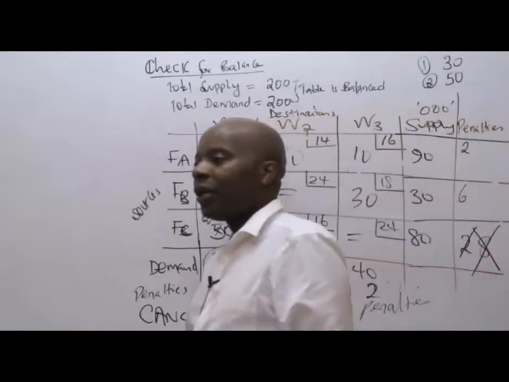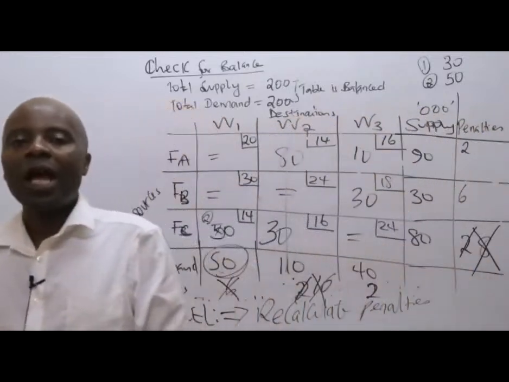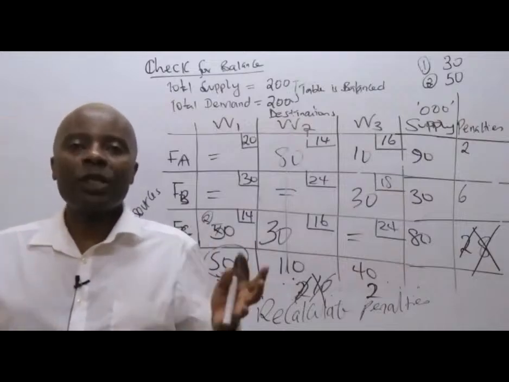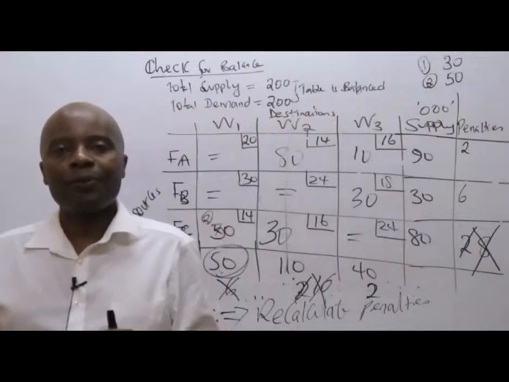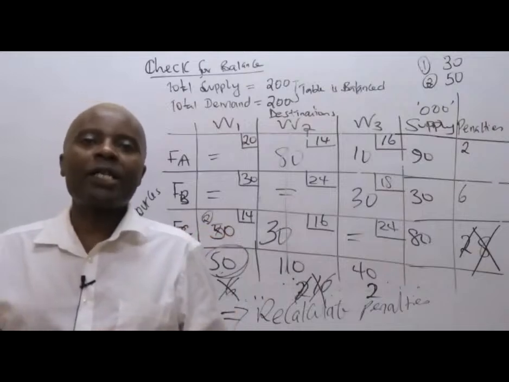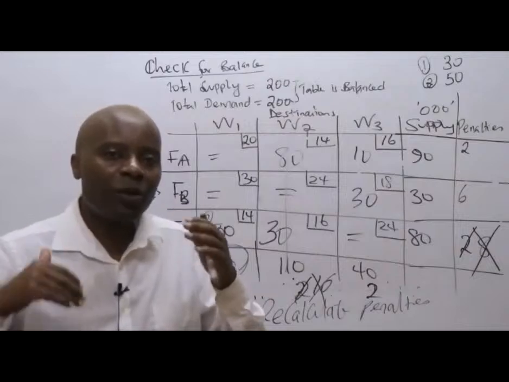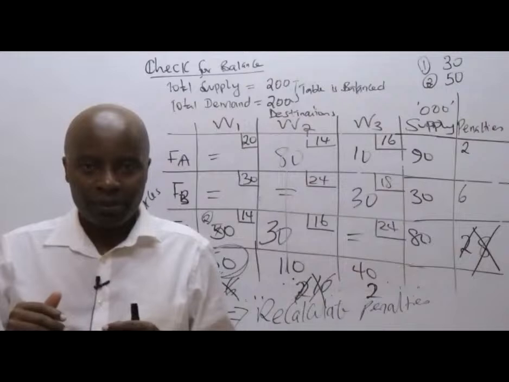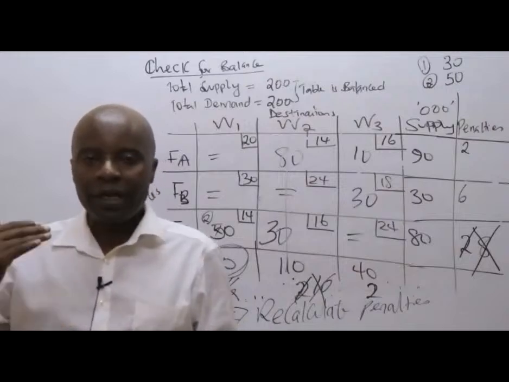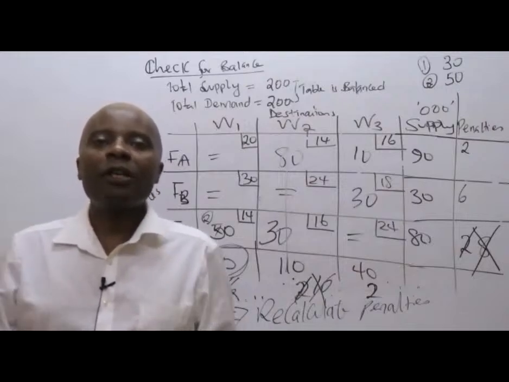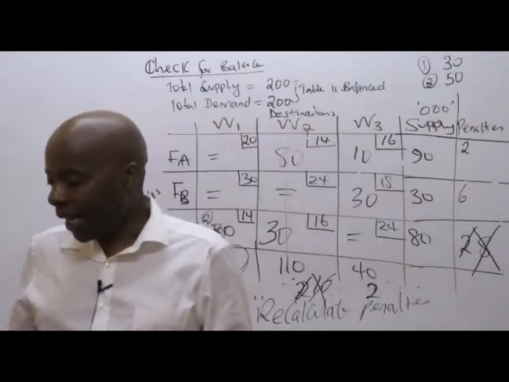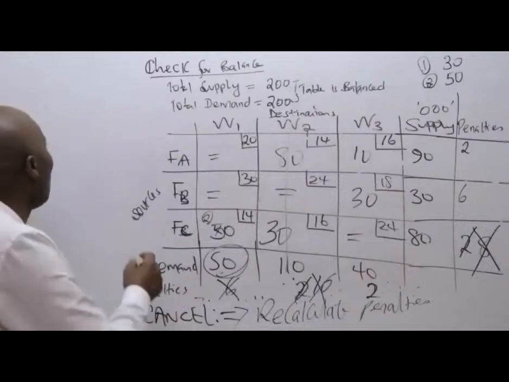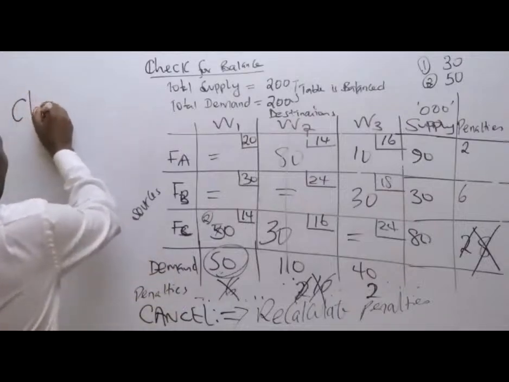So ladies and gentlemen, we've been able to finish allocation of units to our transportation table cells. And now once you do that, you need to straight away go to another step, the step of checking for degeneracy. So come here and check for degeneracy.